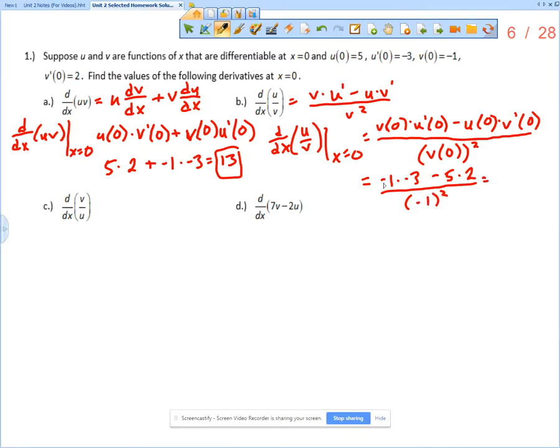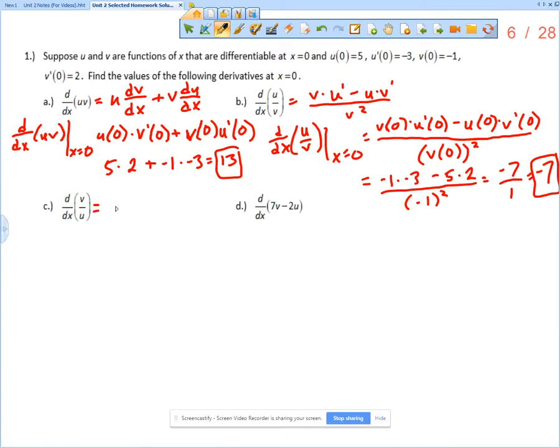So -1 times -3, that would be +3, minus 5 times 2, minus 10. 3 minus 10 is -7, divided by -1 squared, which is 1, so our answer is -7. All right, moving on to C. C looks almost exactly the same, but remember, this is v divided by u.